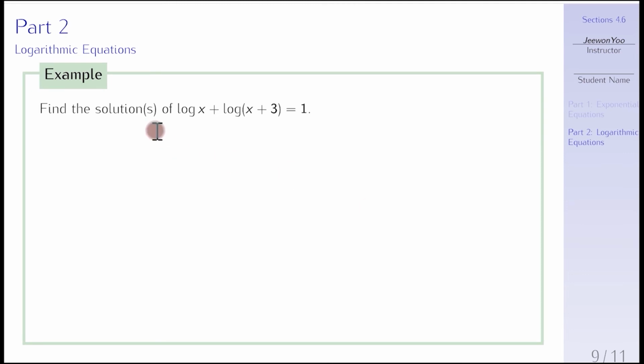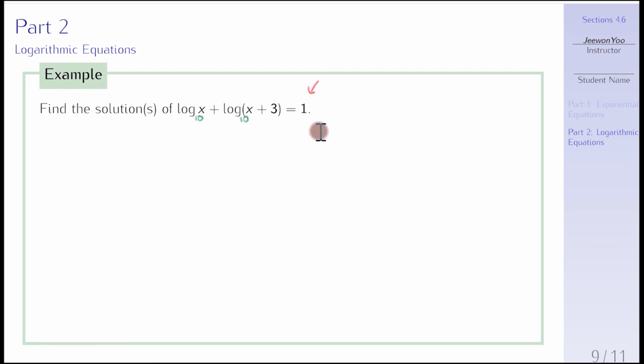Here's the next example. Find the solutions of log x plus log (x plus 3) equals 1. Whenever you see a pure number like this, here's my hot tip. Look at what kind of base you have here. If there's no number as a base, then the hidden base number is 10. So the base number is 10 in this case. Whenever you see a pure number, you can change it in terms of log of the base number.